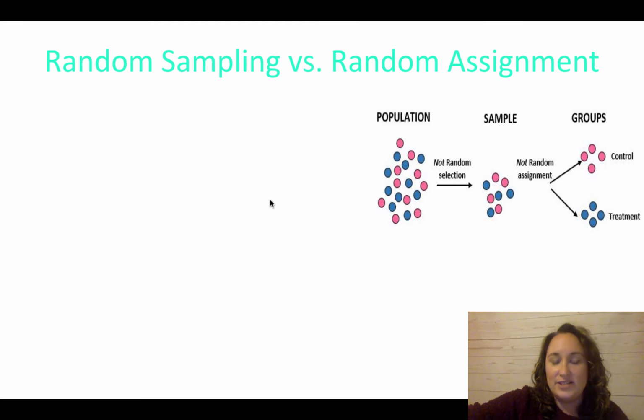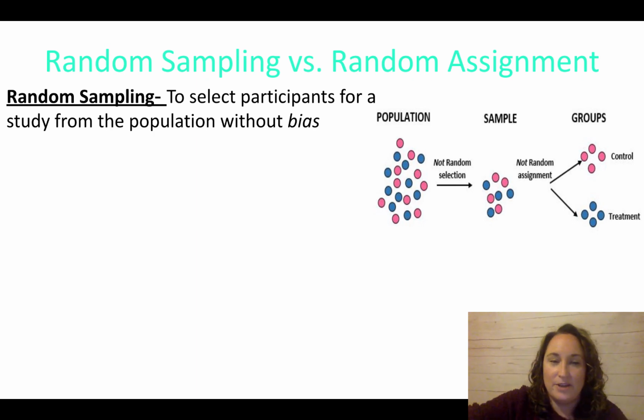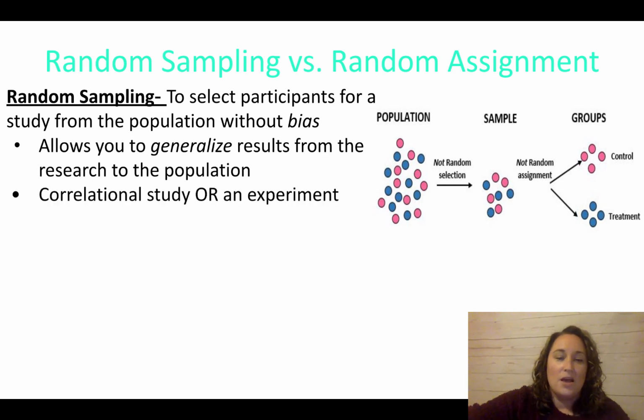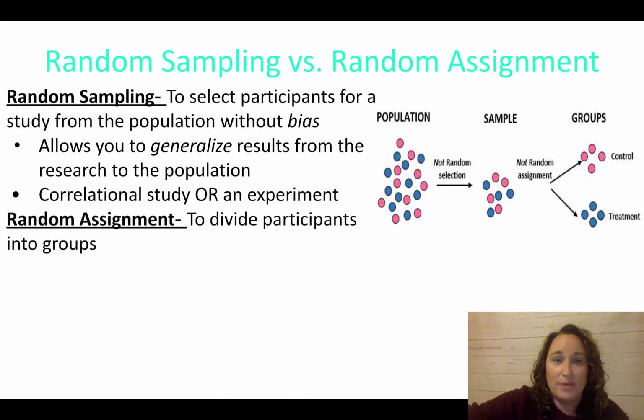Okay, so these two words are often confused in an AP exam, so I want to make sure we're clear on them. So I just explained what a random sample is, to select participants for a study from the population without a bias. They are representative of the population. It allows you to generalize those results. Generalize is an important word there. This can be done in a correlation or an experiment. That is very important. I would write that down also. Random assignment is only used in an experiment.